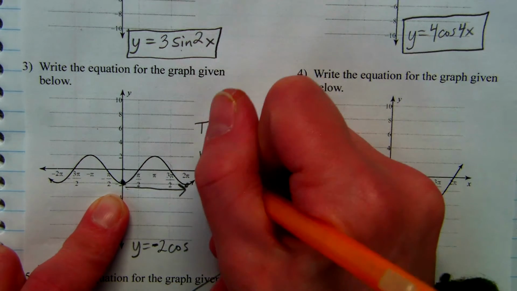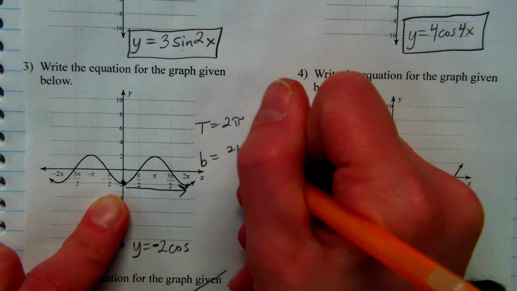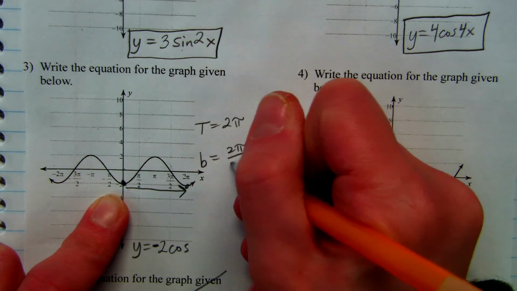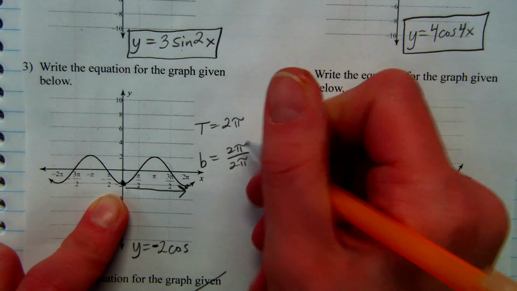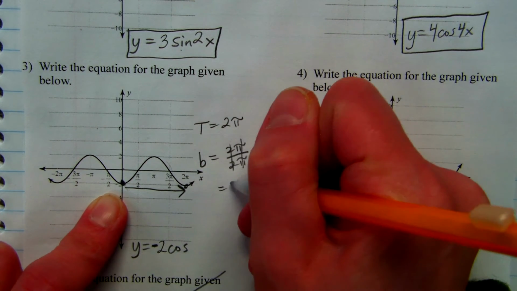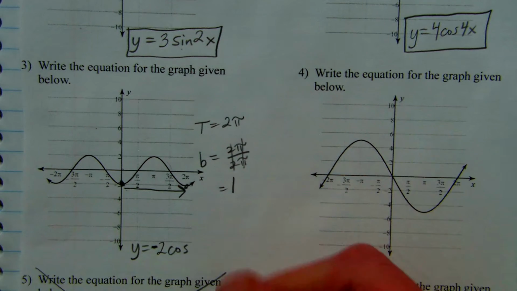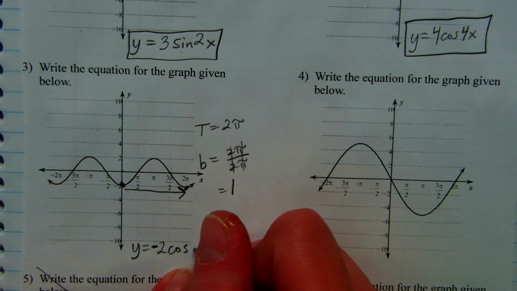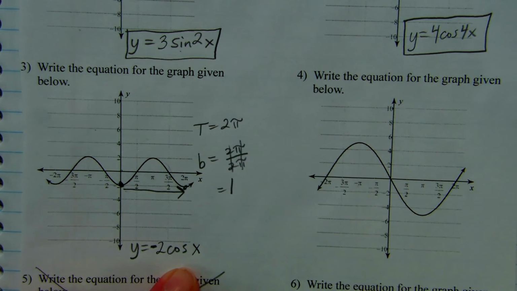What's going to go in my equation we call b. And you always take 2 pi divided by the period, which happens to be 2 pi. And everything cancels to give us 1. So I can either write 1x or x with the cosine.